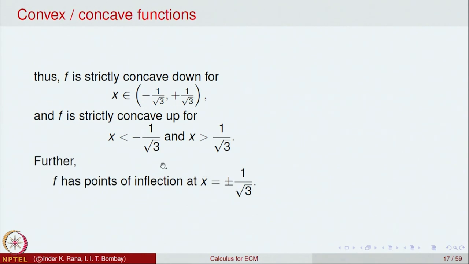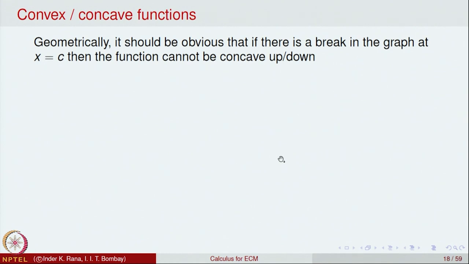Once that is established, that means the function is changing its nature at the points x equal to minus 1 by 3 and x equal to plus 1 by 3. On the left of x equal to minus 1 by 3, the function is concave up, and on the right of it, it becomes concave down. It stays concave down, and then again at the point 1 over square root 3, it changes its nature and becomes concave up again. So, there are two points of inflection, one is minus 1 over square root 3, the other is plus 1 over square root 3. Using this, one can give a better picture of the function.